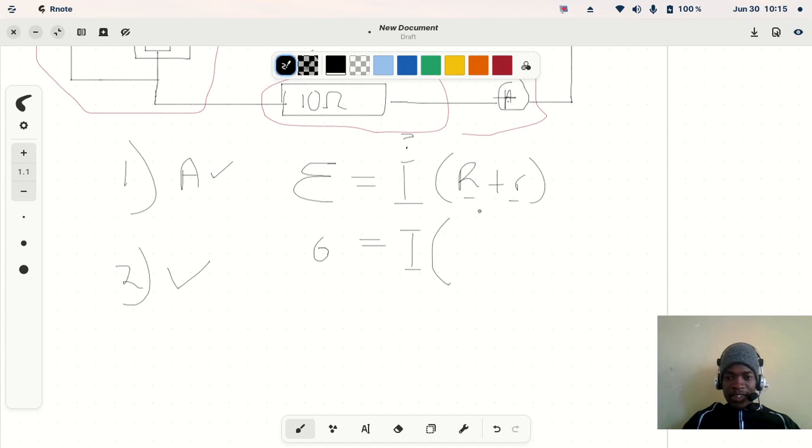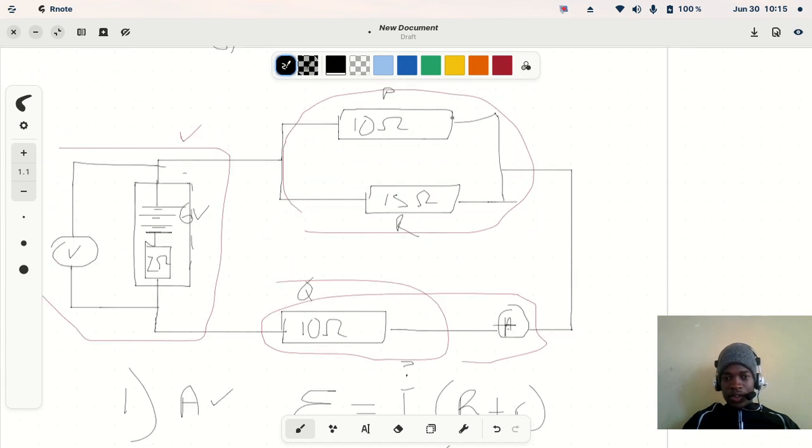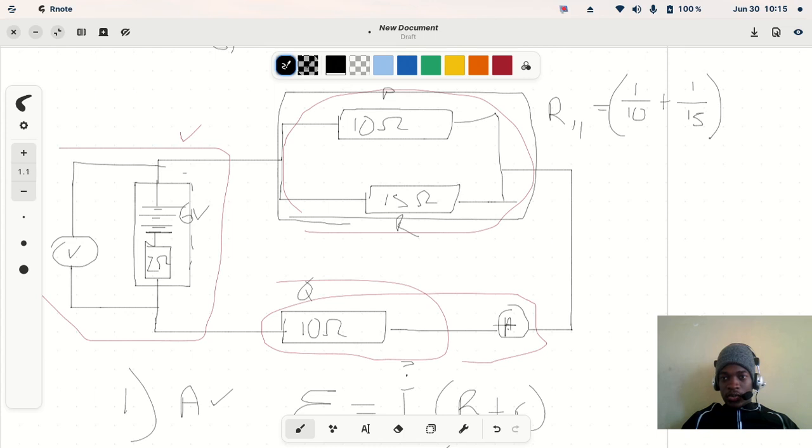Then for the resistance, remember the R is for the external resistance, so we're just gonna sum up all these guys here. First things first, I like taking preference of the parallel circuit, so we're going to calculate the R parallel first. So back to the formula that we did, 1 over 10 plus 1 over 15, and then to the power of -1. And then we're going to do the math there.